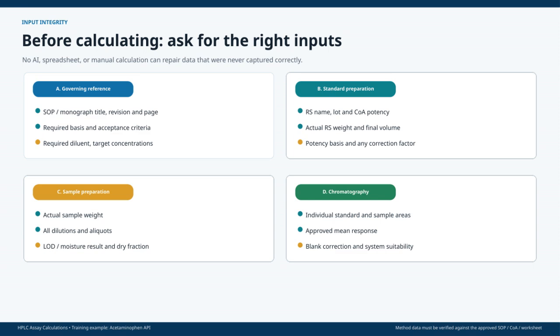When preparing the sample, the actual sample weight must be documented. All dilutions and aliquots used during the preparation process need to be recorded precisely. If there's a loss on drying or moisture content, we calculate the dry fraction to account for this in our results. Finally, in chromatography, we collect the individual areas of standards and samples and calculate the approved mean response. We also apply blend corrections and confirm system suitability to ensure the run is valid. These steps collectively help maintain accuracy and compliance throughout the assay calculation process.